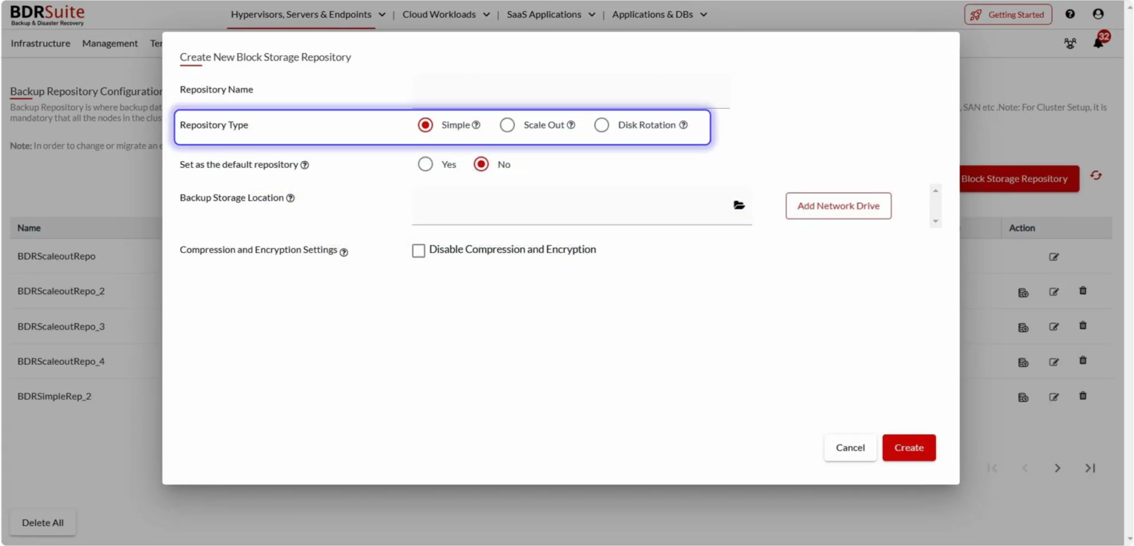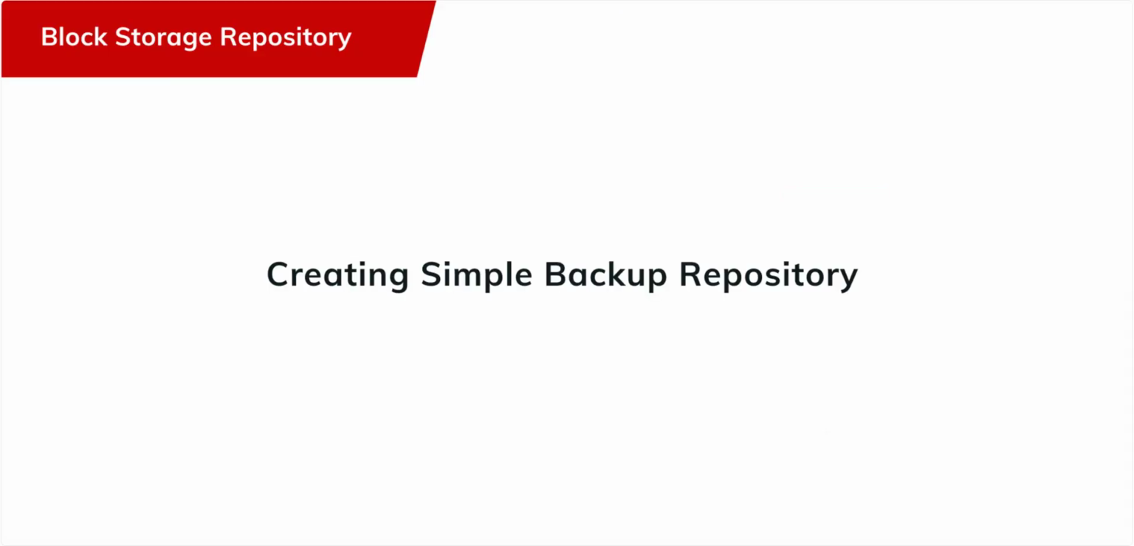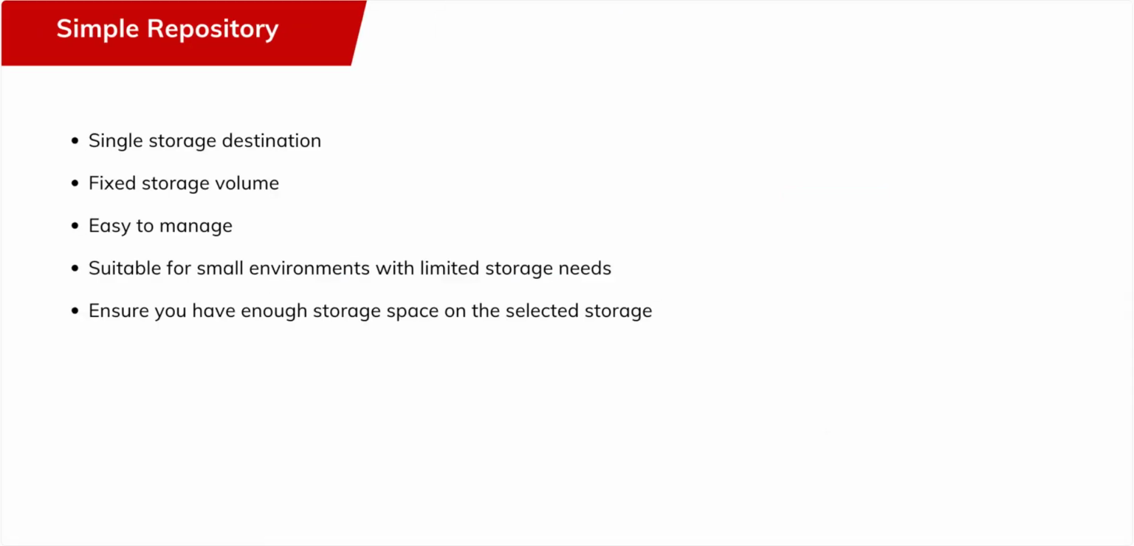Next is choosing the repository type. There are 3 different repository types. Let us explore each option one by one and how to create it. First, let us look into creating a simple repository. A simple repository allows you to add only one storage destination. Hence, ensure you have enough storage space on the selected storage for your backup requirements.